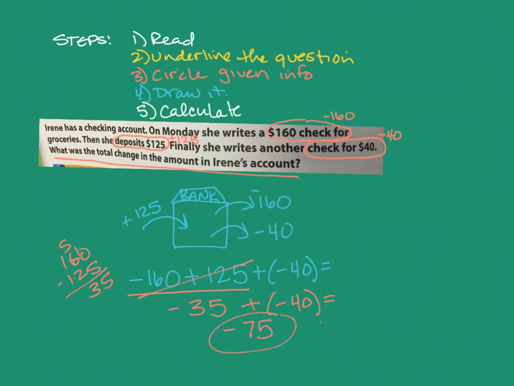So her account is $75 less than it was at the beginning of the week, I guess, because she started doing that this week. So it's $75 less than it was before we started all this mess.